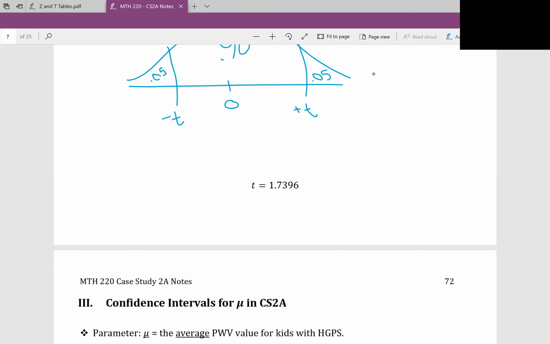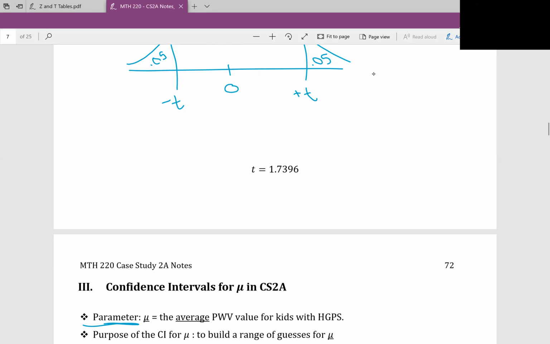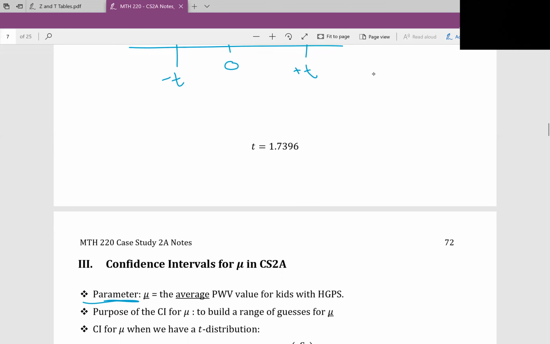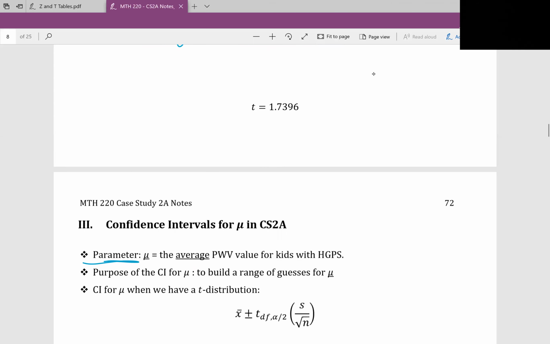The first practice we're going to get with confidence intervals is with case study 2A. Part of interpreting a confidence interval is knowing what the parameter is, so we're going to use these words when we interpret our first confidence interval. The purpose of a confidence interval for mu is to build a range of guesses for mu. Remember, building a range of guesses for your parameter is the definition of what a confidence interval gives a researcher.